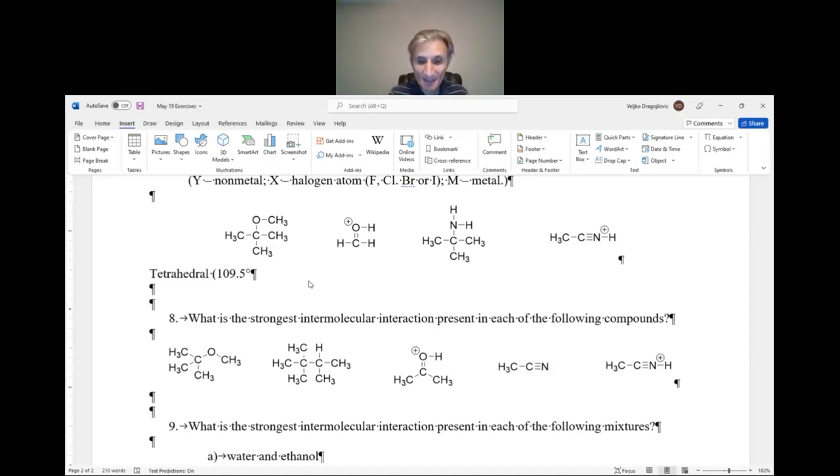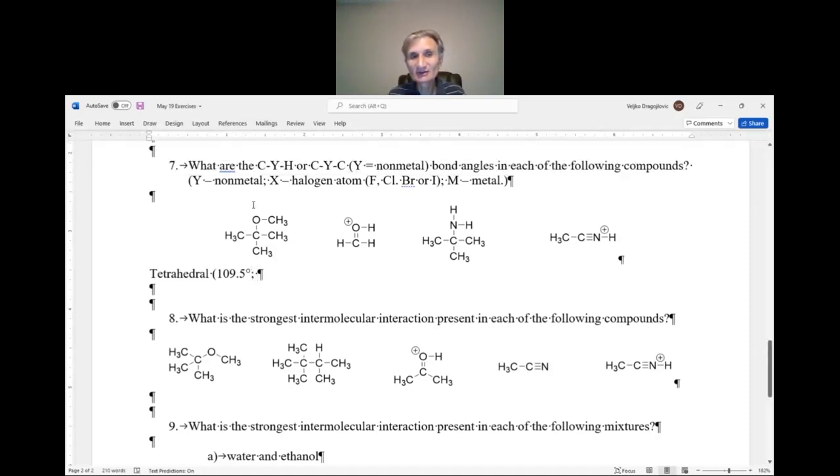But with oxygen, there is deviation from the ideal tetrahedral bond angle due to free electron pairs, but also in this case, it's going to be due to steric hindrance. So for oxygen in water, it was 105. Here, because these are larger substituents than hydrogen, the angle is going to open up a little bit. And so it will be something specific for this compound, tertiary butyl methyl ether. I would stick only to these two. It's tetrahedral or 109.5.